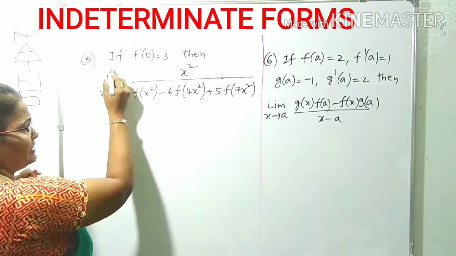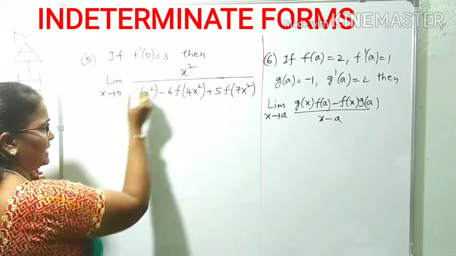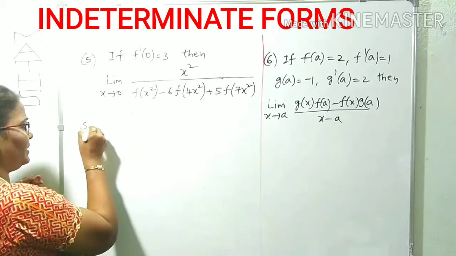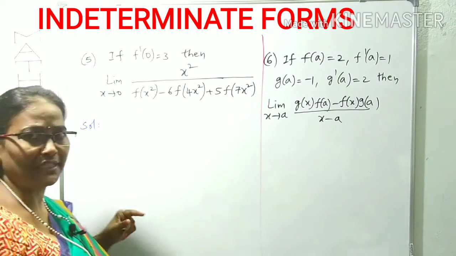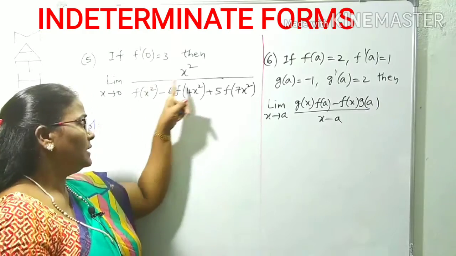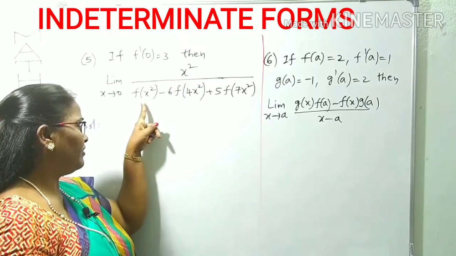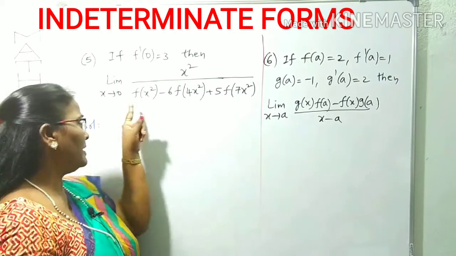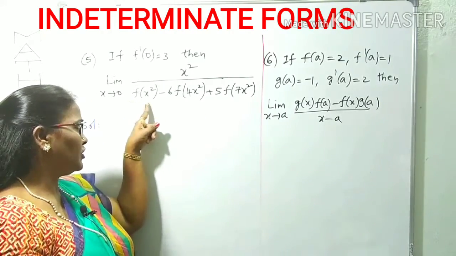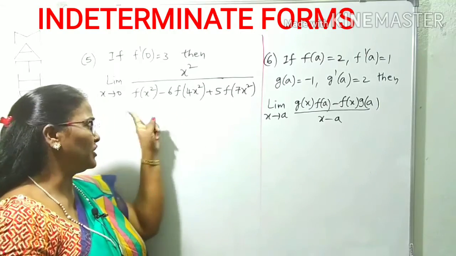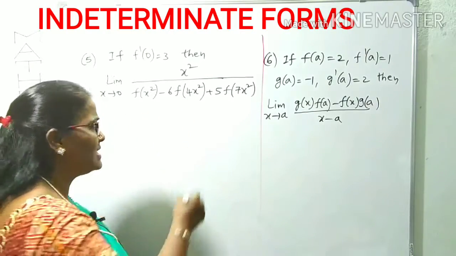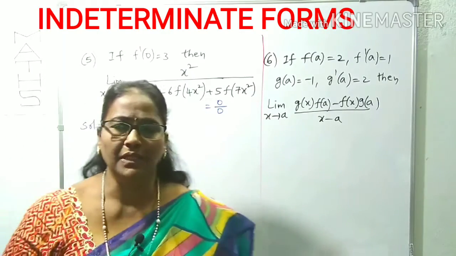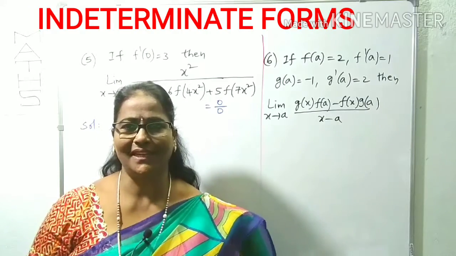If one value is given, f dash 0 is given as 3, then it is asking for the limit of this function. First of all, what is the form of this limit? Look here. X tends to 0, numerator 0, denominator f of 0 minus 6 into f of 0 plus 5 into f of 0. In place of x if you take 0, f of 0 plus 5 f of 0 means 6 f of 0, minus 6 f of 0 becomes 0. Numerator is 0, denominator is also 0. It is 0 by 0 form, so we can use L'Hospital rule.